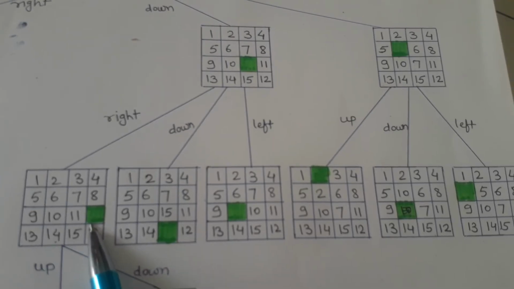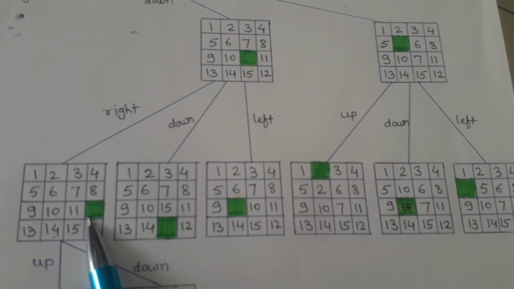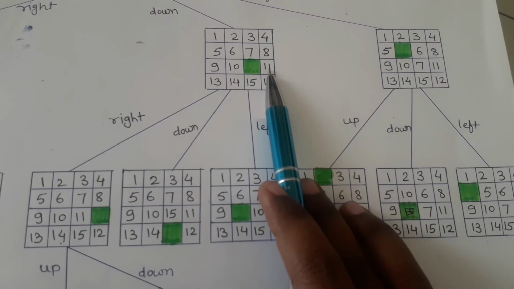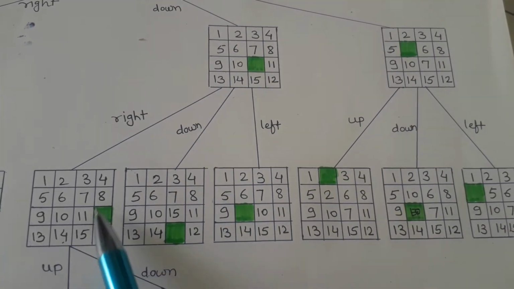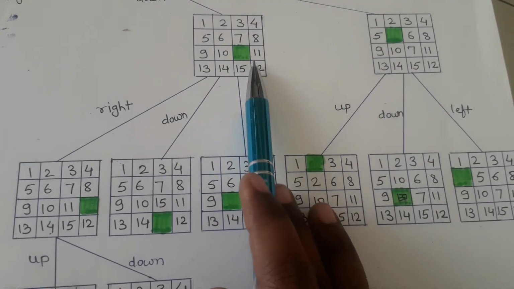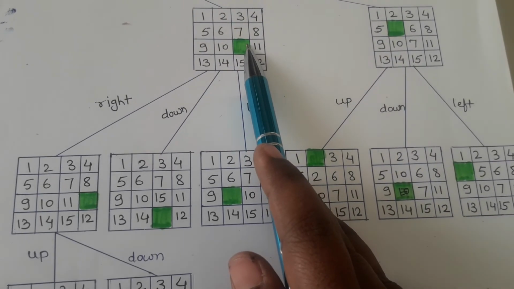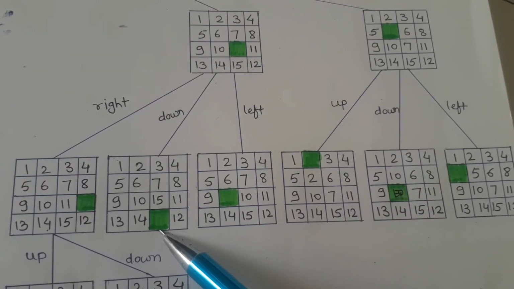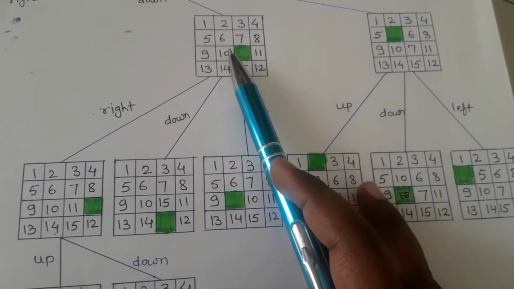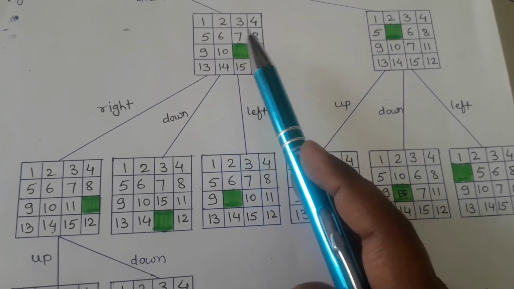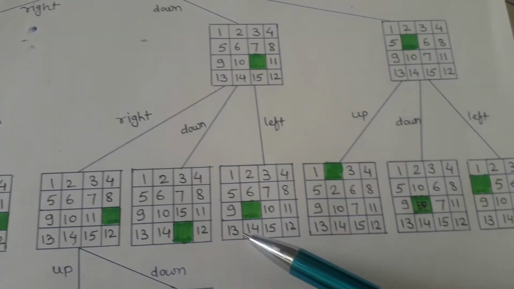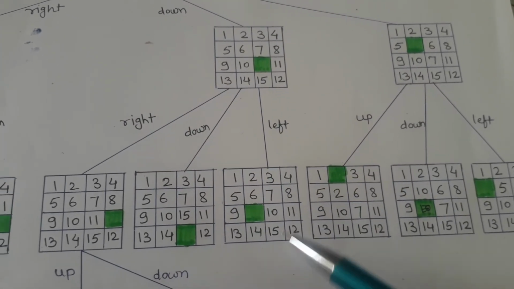Here in this state we move this 11, which is on the right position, to this empty slot, so we will get this state. Now here we move 15 to the upward side, so we will get this state. And here this 10 which is present on the left side, we move to the empty slot, so we will get this state.